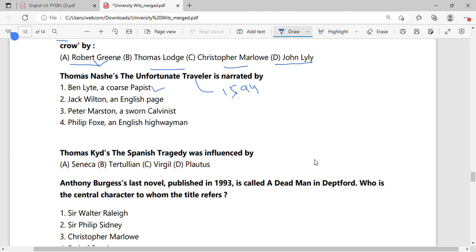Ben Litte, Peter Marston, Jack Wilton, Philip Fox. If you remember, its subtitle was The Unfortunate Traveller, The Travels of Jack Wilton, right? So Jack Wilton is the protagonist of this novel. So obviously, he is the one who has narrated this novel.